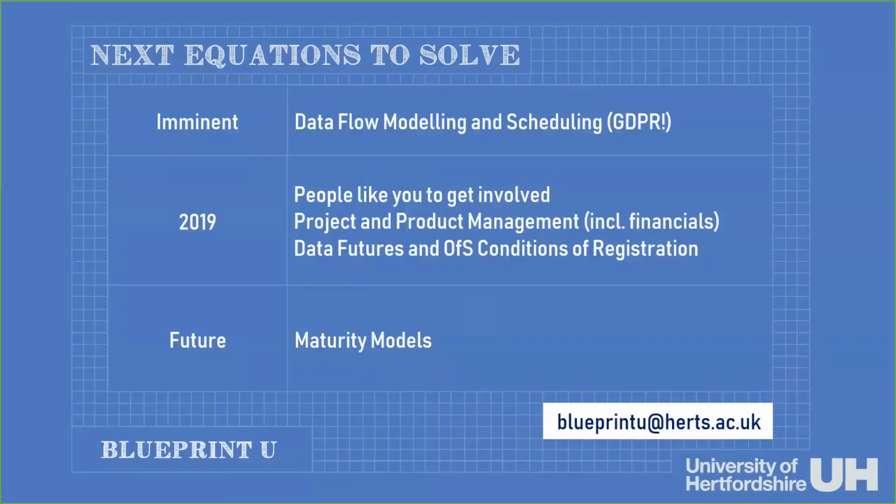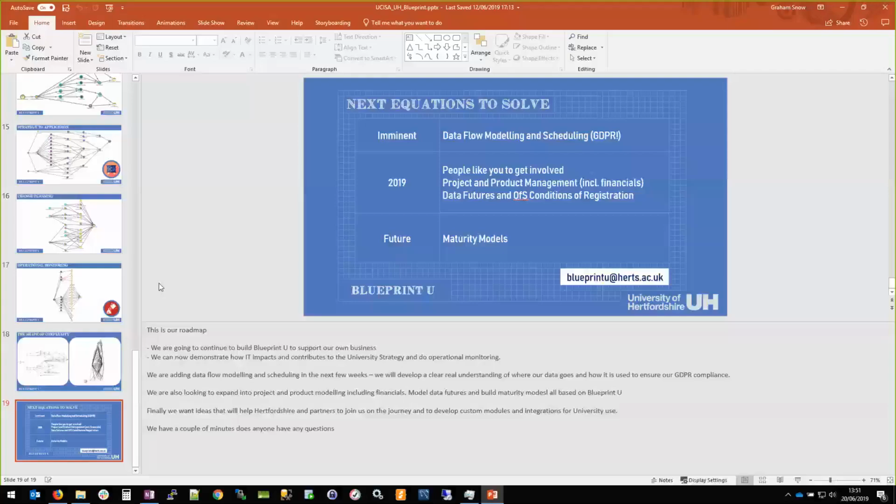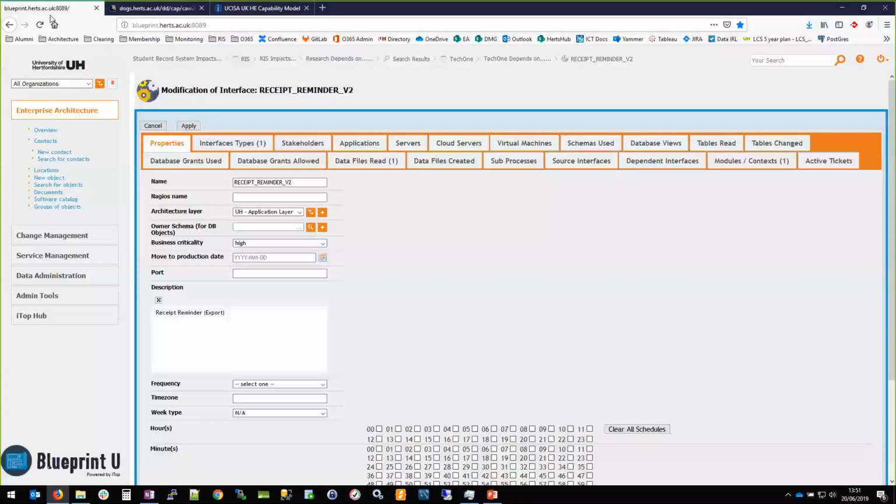I'm trying to think. It's got a number of different modules that I'm struggling to think of off the top of my head at the moment. I'm just going to pull the system up because it has got a list down the side. Sorry, change management, service management, and help desk ticket system.